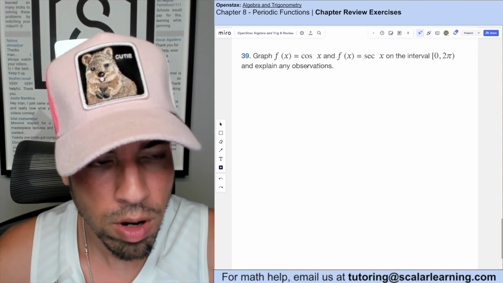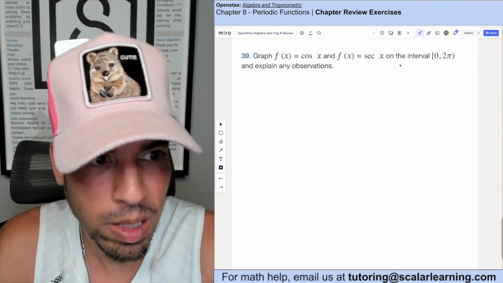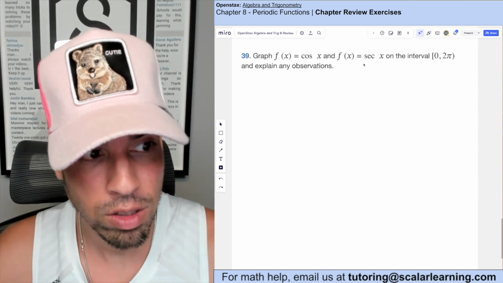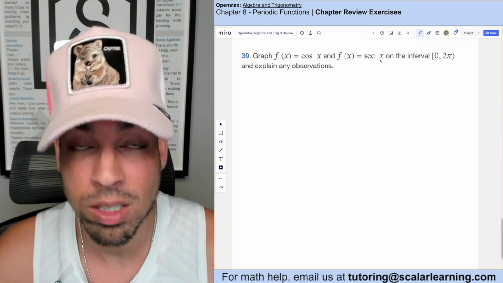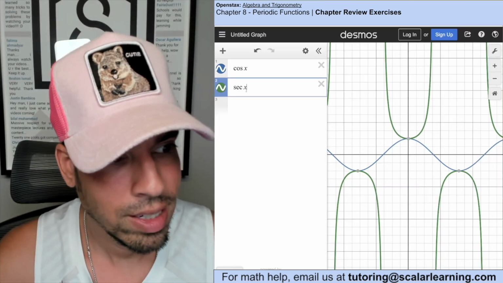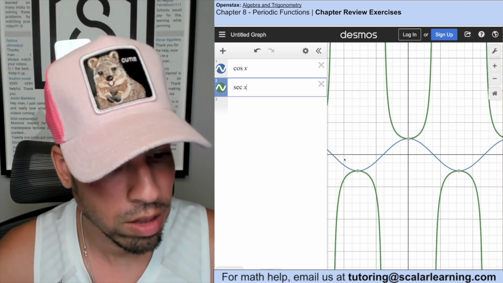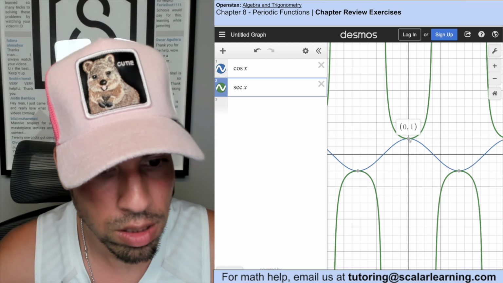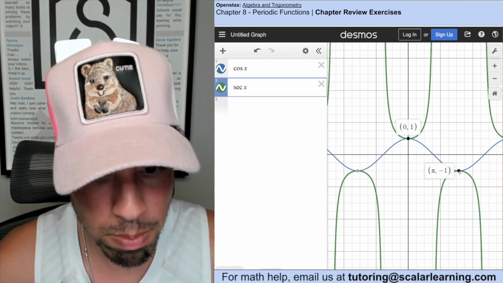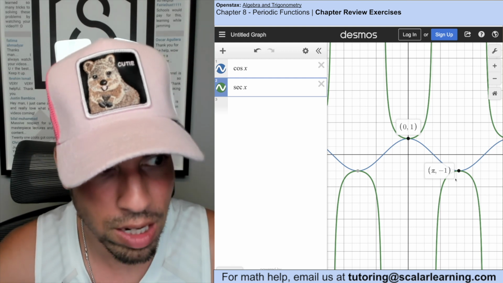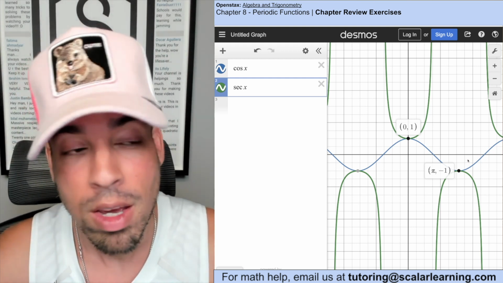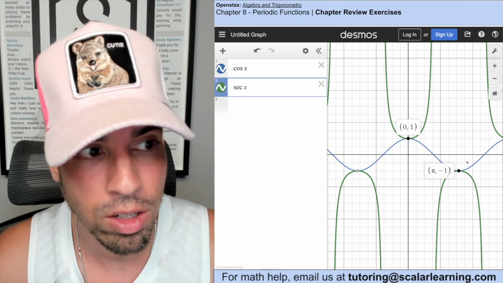So for this one, we're going to graph using Desmos, and then we're going to explain the observations. You probably already know what's going to happen based on previous questions where I've graphed secant of x, because they are related, they're inverses of each other, but let's check it out in Desmos. What you see is secant x in green and cosine of x in blue, and you'll notice at every max point of cosine we have a parabola going up, at every min point you have a parabola going down. That's the relationship between cosine and secant. It's also the same relationship between sine and cosecant.